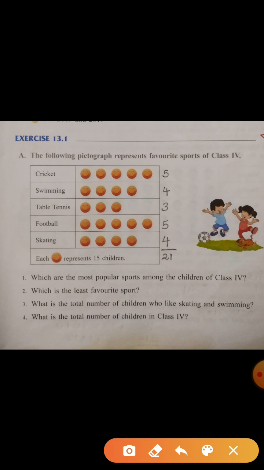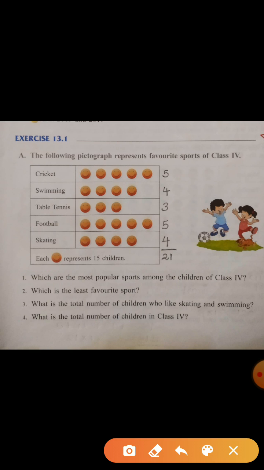Third question, what is the total number of children who like skating and swimming? In skating, there are 4 smileys and in swimming as well, there are 4 smileys. 4 plus 4, 8. Means total there are 8 smileys in swimming and skating. But each smiley represents 15 children. So, if you multiply 8 by 15, you will get the product 120. Right? It means the total number of children who like skating and swimming are 120.